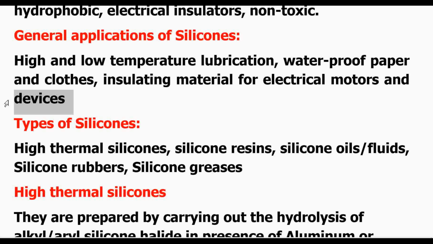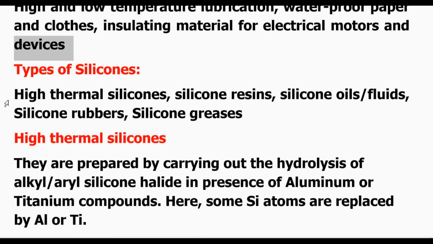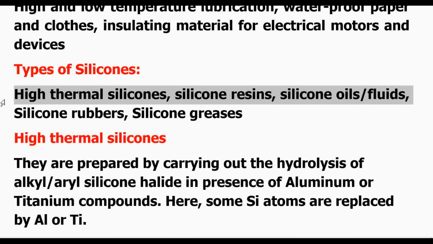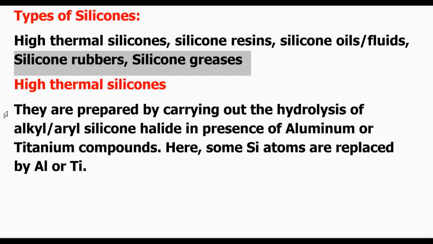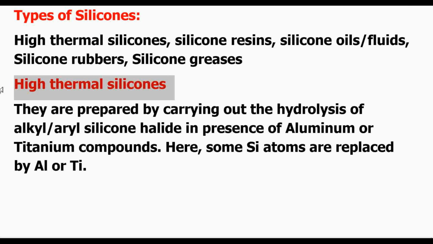Now, you have got a variety of applications of silicones. Depending on the applications, different silicones can be tailor-made, and the most popular silicones in the industries are classified as follows. First of all, high thermal silicones. Then you have silicone resins. Then you have silicone oils, also known as silicone fluids. And then you have silicone rubbers and silicone greases. So now we will take a look at all these types of silicones one by one. We begin with the high thermal silicones.